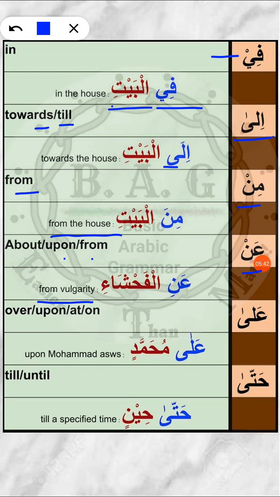All right. Then we have ala. It means over, upon, at, or on. Okay, and the most common thing that we all recite is our Darud Sharif. So we have ala Muhammadin. All right, Muhammadin. Alayhi salatu wassalam. Right. Next we have hatta. Hatta means till or until. For example, hatta hinin, till a specified time.